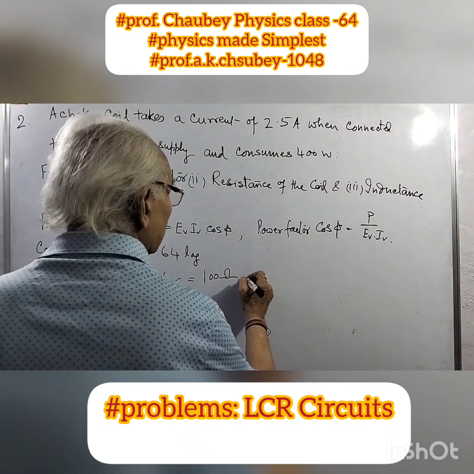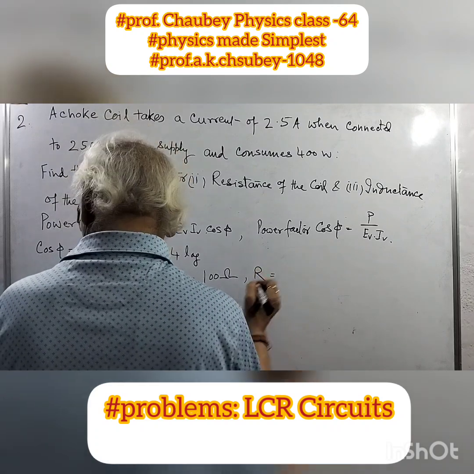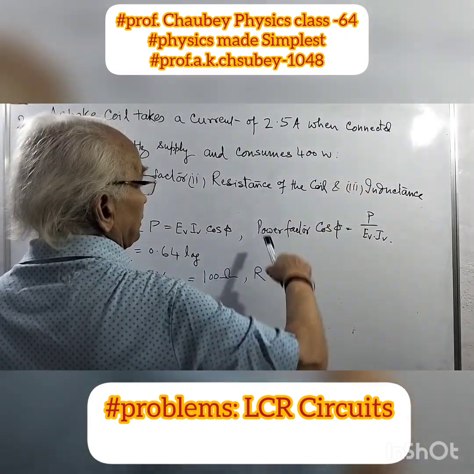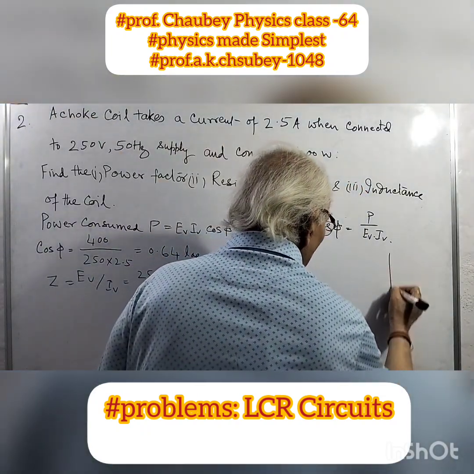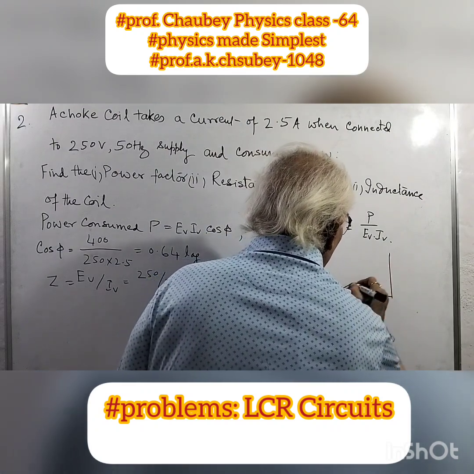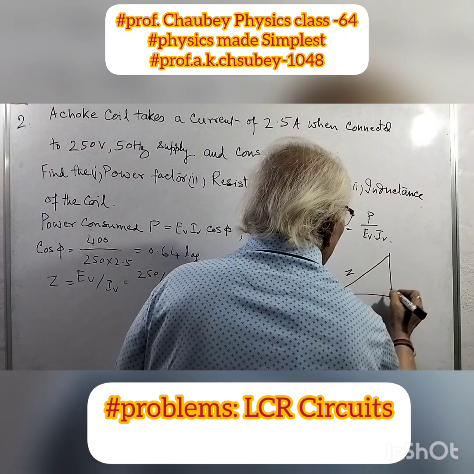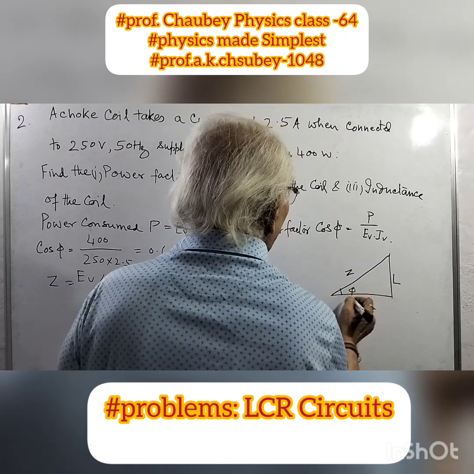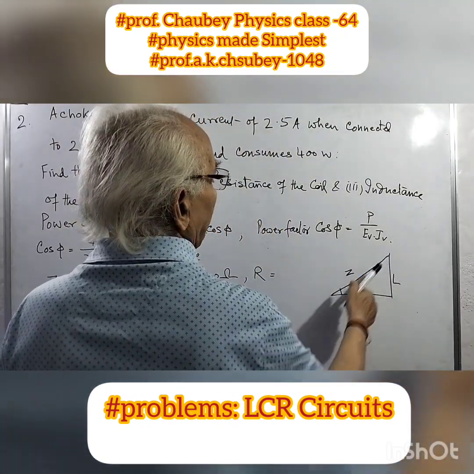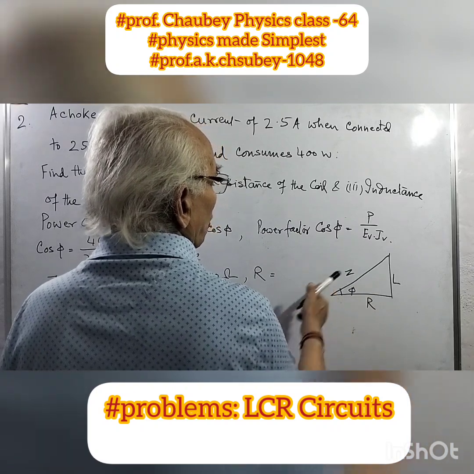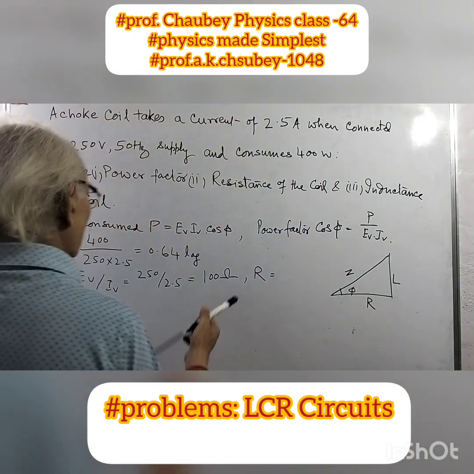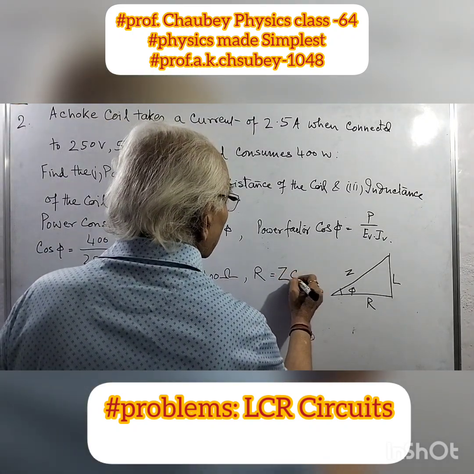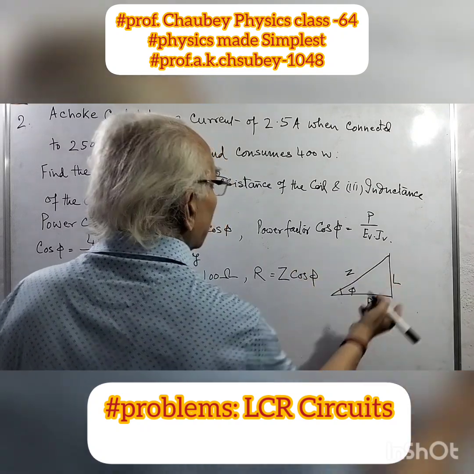Then R is equal to, from the impedance triangle with R, L and Z. So that is the impedance Z, with L, R and phi. From this, cosine phi is base over hypotenuse, R over Z is cosine phi. So R is Z cosine phi, from this triangle.